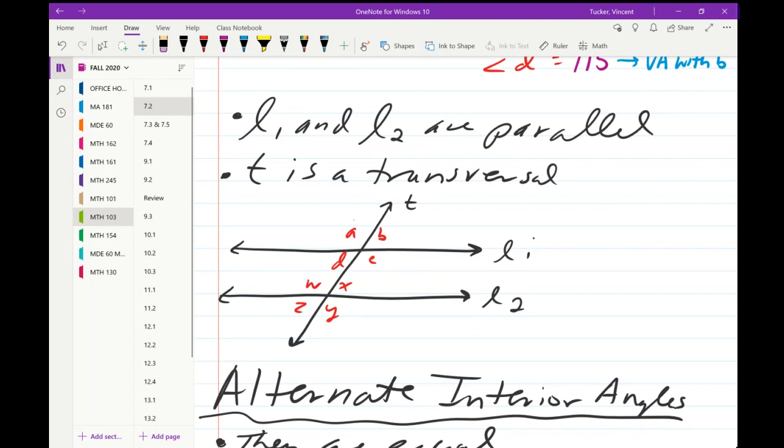All right, so we see that A, B, D, and C, we're labeling those angles up here, and then X, W, Z, and Y, labeling those down here.